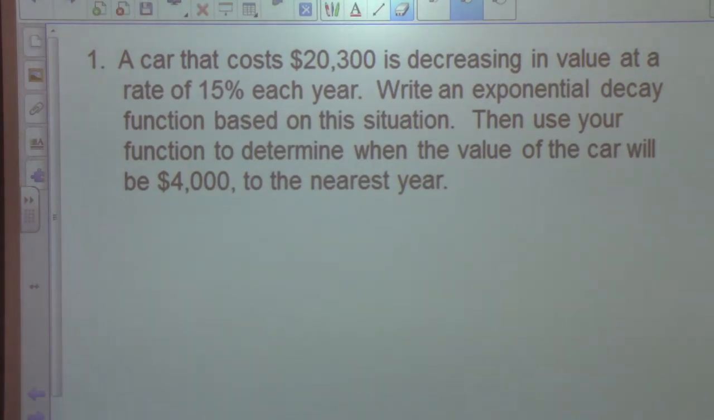Okay, what do you think on this one? I think it's 5 years. Let's not put the cart before the horse. That means let's go ahead and get our function first, right? It's 10 years. 10? Yeah.